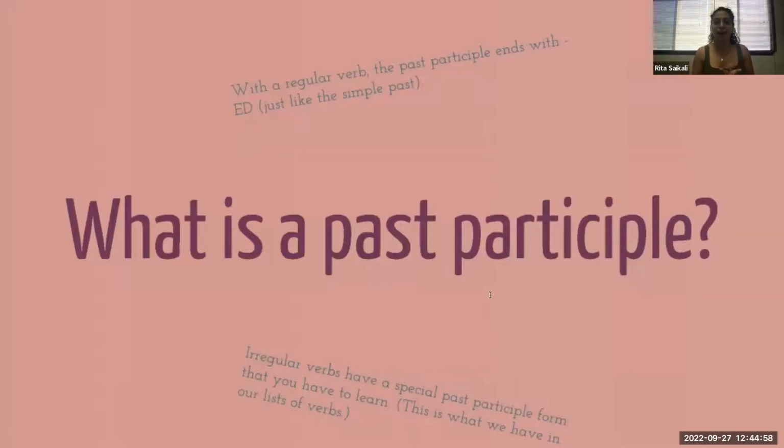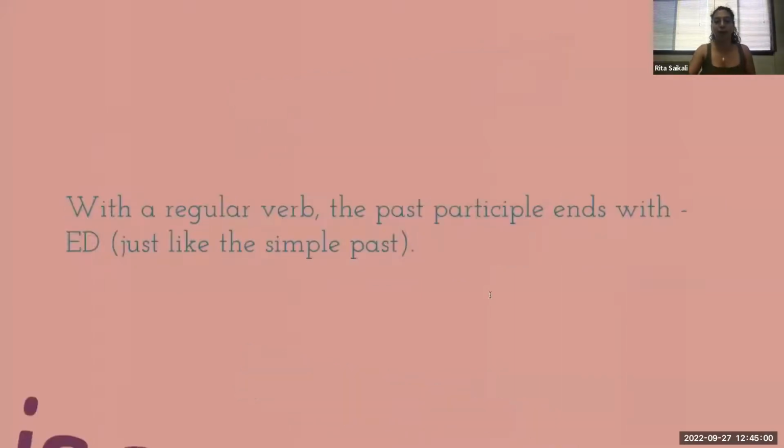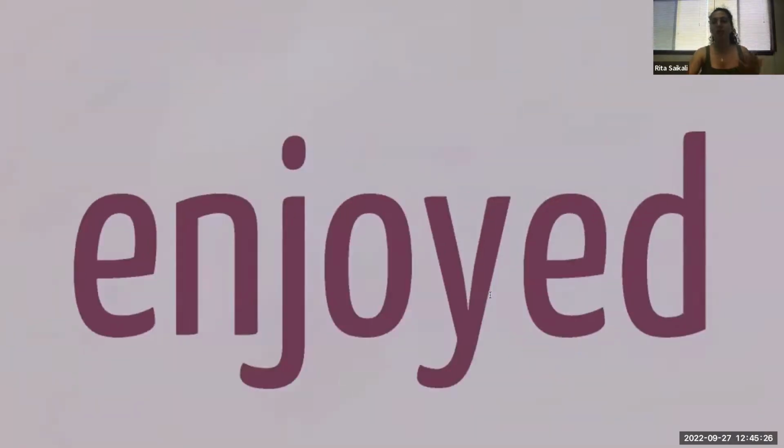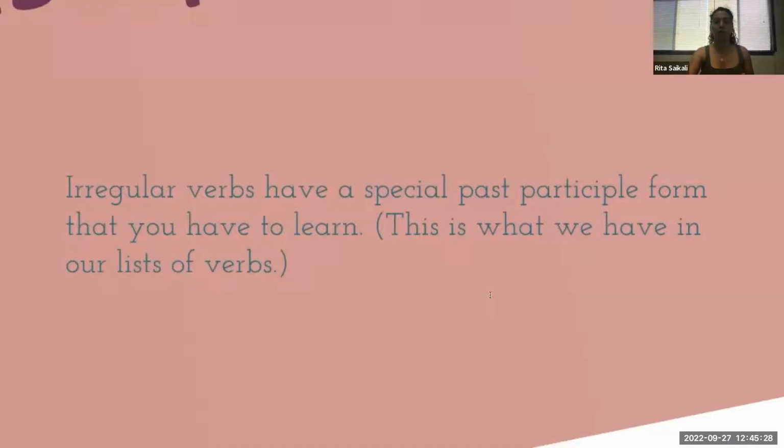So what is a past participle? Well, as we were saying before, it's the past with an ED ending if it's a regular verb, so it looks just like the simple past. Everyone good on that? Awesome. For example: collected, arrived, enjoyed, watched, and so forth.